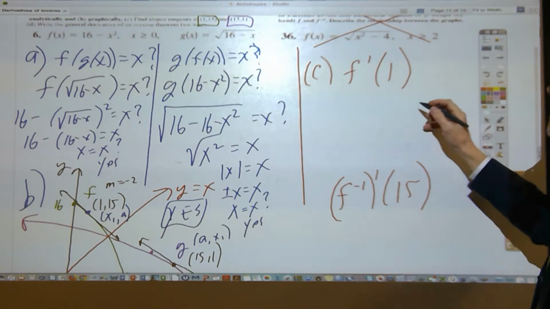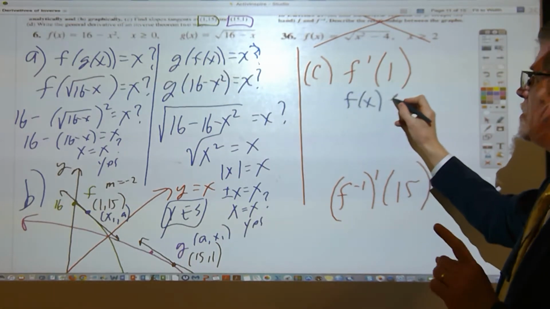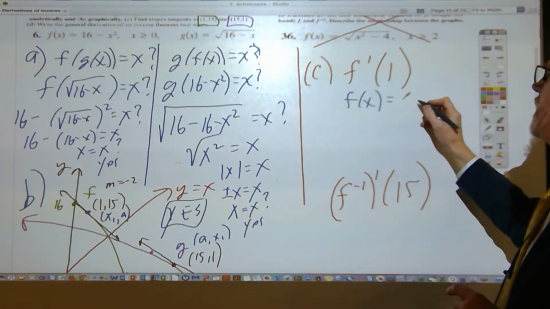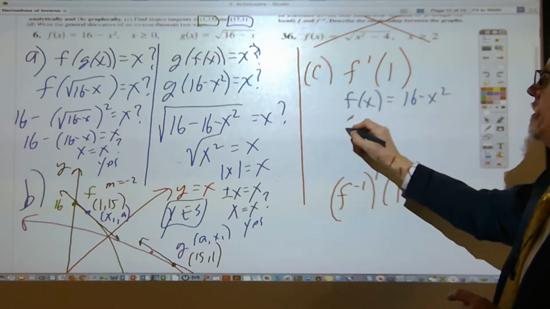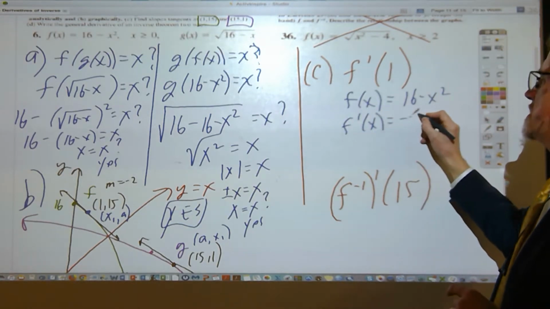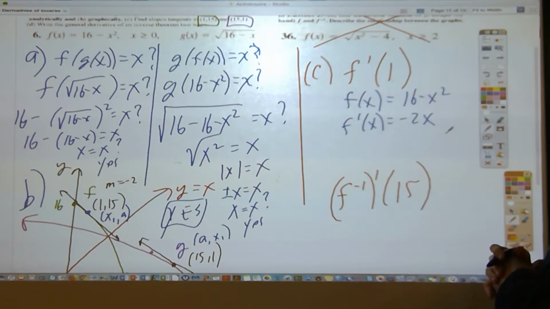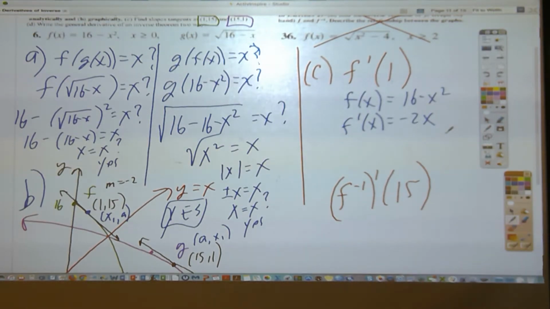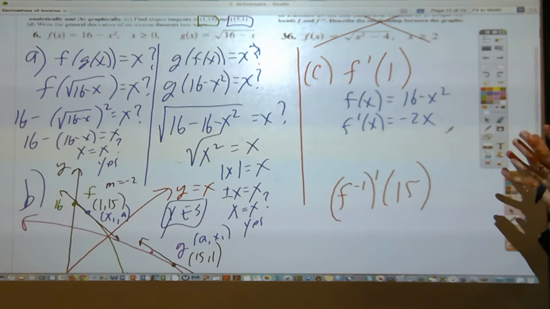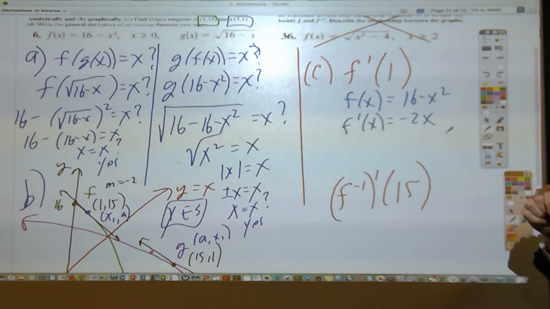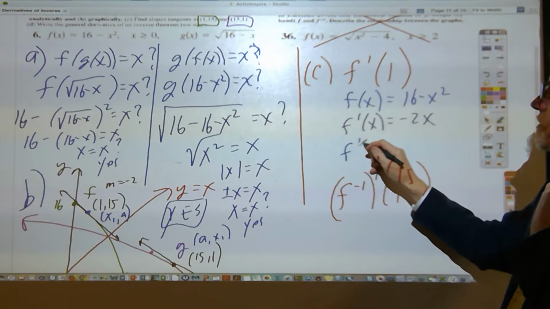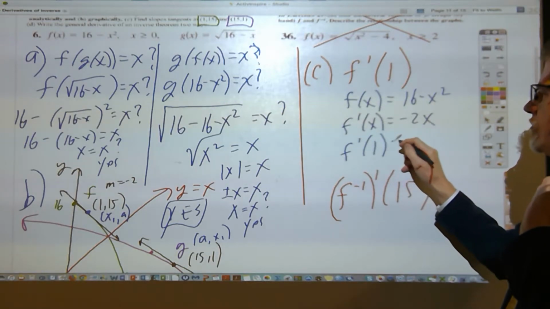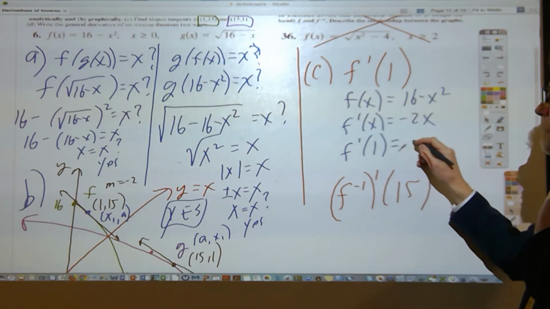Okay, what is f prime of x? According to what I know about calculus, if f of x is 16 minus x squared, then f prime of x is -2x. I mean, that feels good. That's just taking a derivative of a second degree polynomial. So I wonder if what I told you is true. Is f prime of 1 really -2? Oh, sure enough, -2 times 1 is -2.